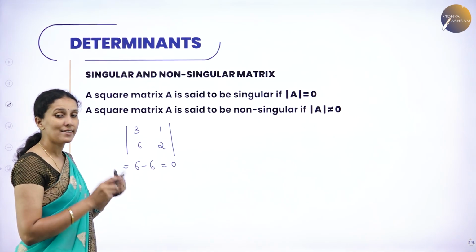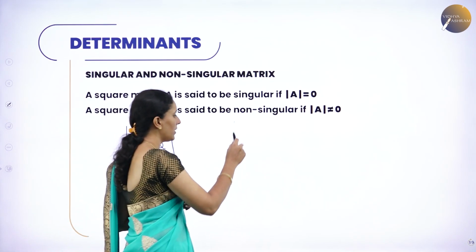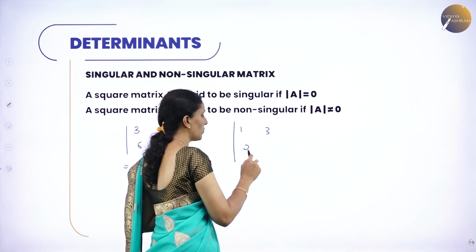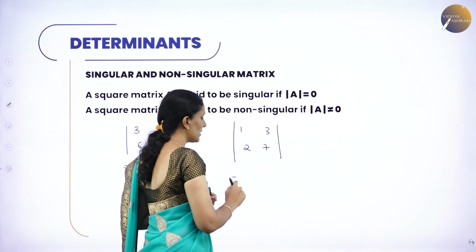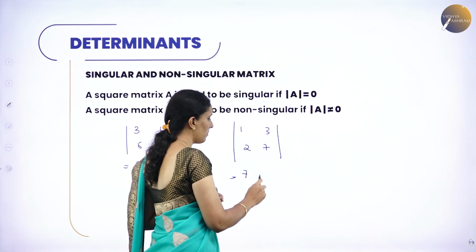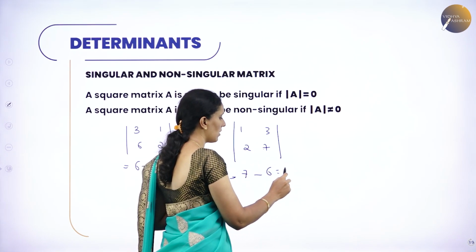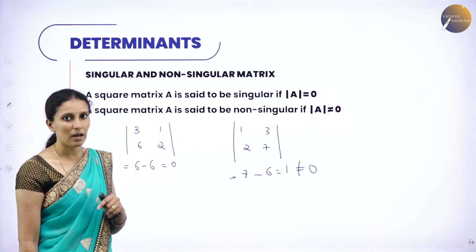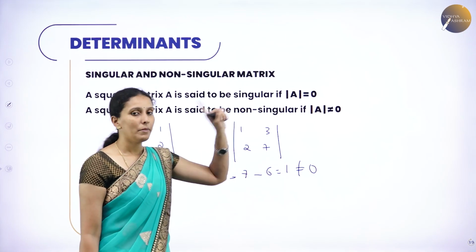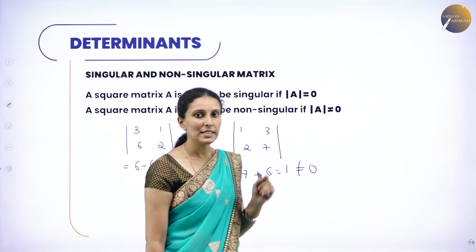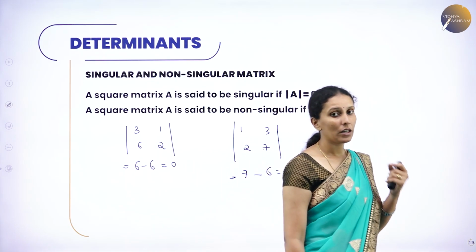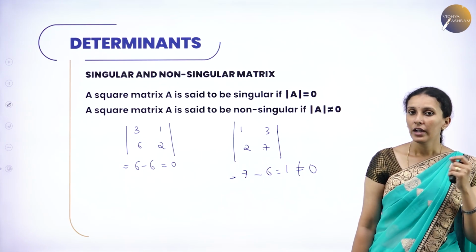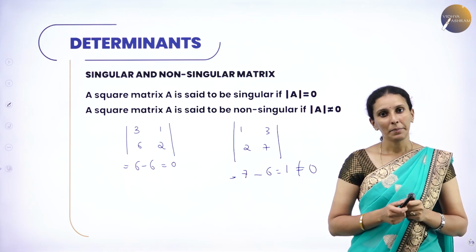So this is called a singular matrix. Let me take one more example. 1, 3, 2, 7. So what is this? 1 7s are 7 minus 3 2s are 6. So this is equal to 1. So the value is not equal to 0. So this is a non-singular matrix. Thus, when the determinant value is 0, it is called a singular matrix. And when the determinant value is not equal to 0, it is called a non-singular matrix.